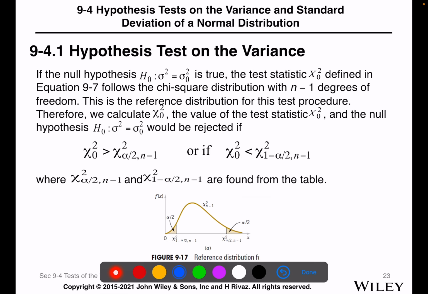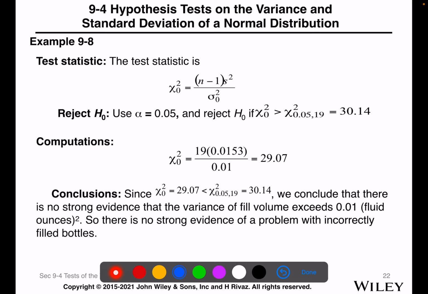Okay. So since x squared is 29 and is less than the threshold, we conclude that there's no strong evidence that the variance of fill volume exceeds 0.01. So there's no strong evidence of a problem with incorrectly filled bottles, right? So likely we are not going to have a problem. Any questions? Okay.